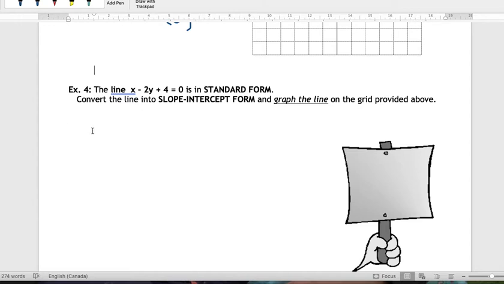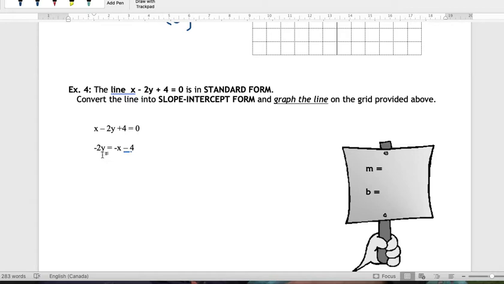So if we're going to take our equation here, I'm just going to retype it: x - 2y + 4 = 0. We want it to be in terms of y equals. So in order to do that, we're going to take everything that's not a y and put it to the other side of the equal sign. So this positive x and this positive 4 go to the other side of the equal sign and become negative.